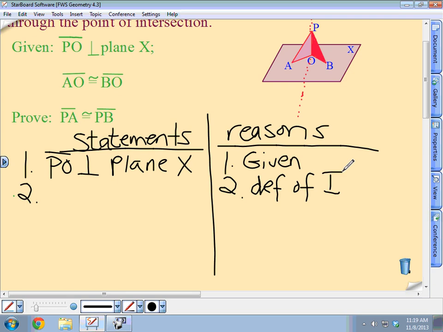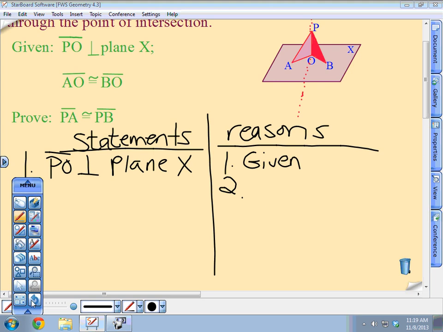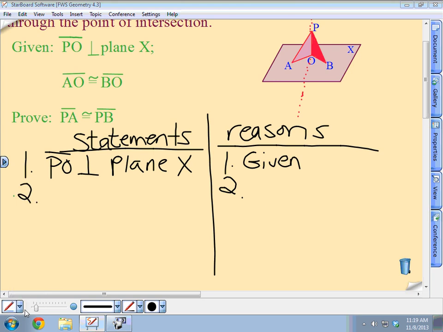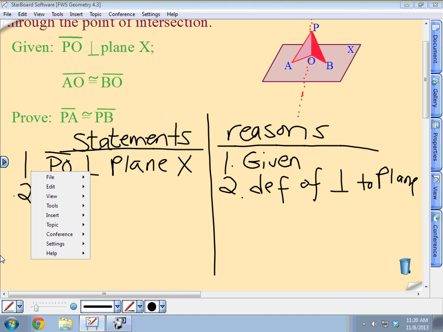Are we just writing this on a piece of paper? If you want for your notes, that would probably be helpful. Definition of perpendicular to a plane. What did that definition up there tell you? So what can you say? What statement can you say? Is it 4-3?